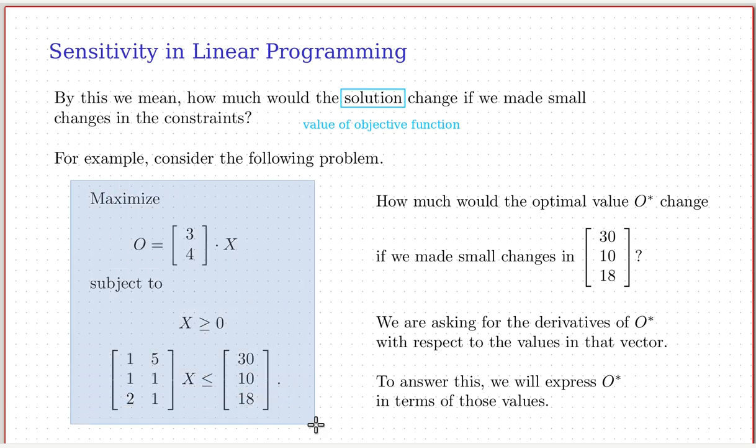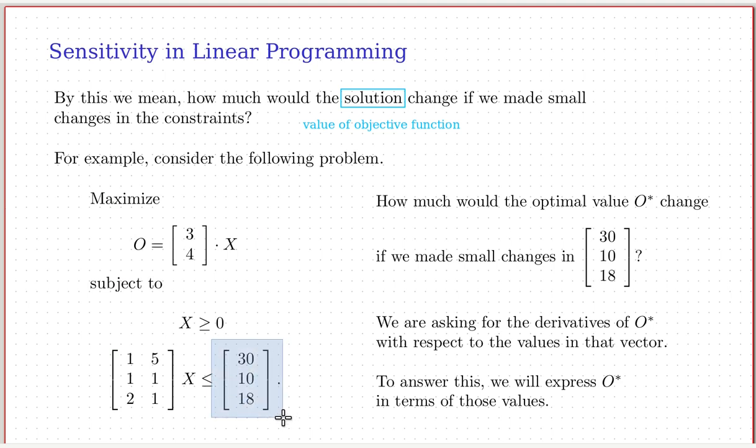Consider this example where we're trying to maximize the value of the objective function. The objective vector is 3, 4. We dot that with x. We're trying to find an x which maximizes 3, 4 dot x, subject to the condition that x is all non-negative, and subject to the additional constraints that this 3 by 2 matrix times x is less than or equal to these three numbers. This is what I mean by the constraint vector.